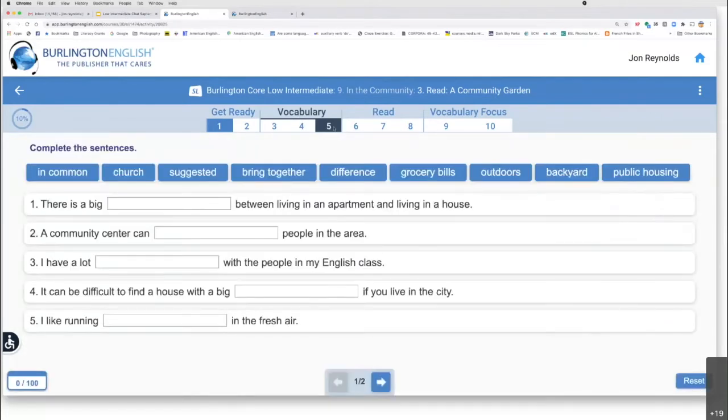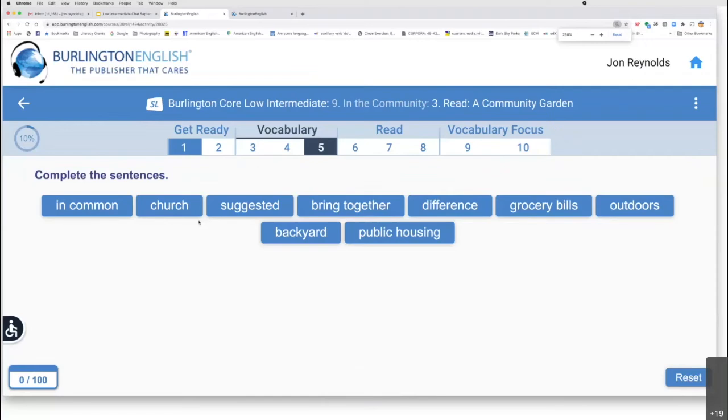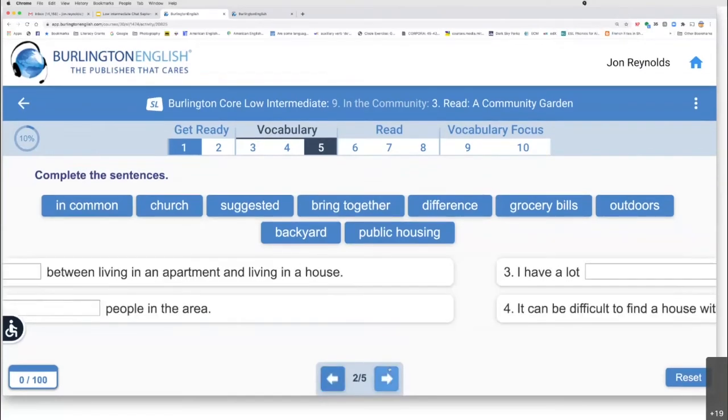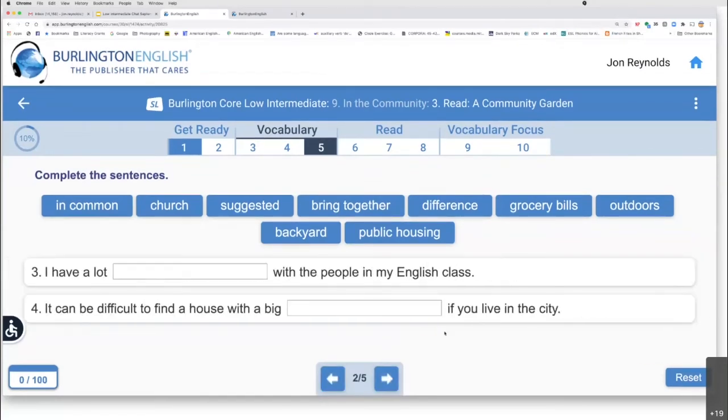But I want to talk a little bit about this kind of activity. This kind of activity was like the first one, but if you notice, no pictures. So we have to be able to start putting words together by looking at the other words in the sentence. For example, let's take a look at maybe number 3 on the screen. Does everyone see number 3 there? I'll zoom in just a little bit here. Okay, number 3 says, I have a lot blank with the people in my English class.